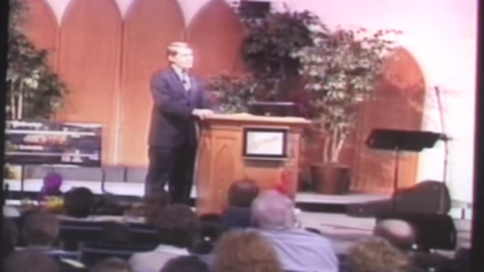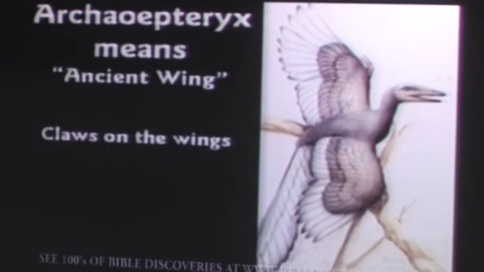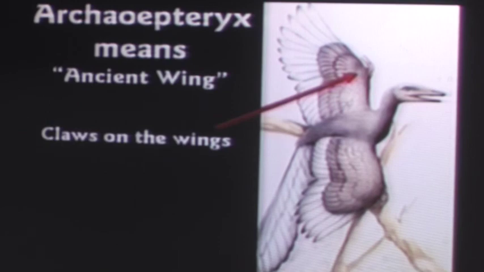Archaeopteryx, which means ancient wing. That's supposed to be evidence for evolution. It's in just about every textbook I've seen dealing with this topic. Archaeopteryx is supposed to be evidence. Here's a 1999 textbook. Now, Archaeopteryx was proven to be a fraud in 1986. So this author is 13 years behind the time.